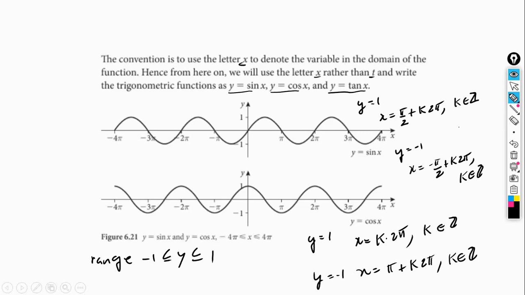A little bit of a closer inspection of the graph of the sine function is also going to reveal that it is odd. That is, it has symmetry with respect to the origin. Notice that sine of minus x is equal to minus sine of x. So sine is odd, whereas the cosine function is even. That is, you can see a reflection across the y-axis. In other words, cosine of x is equal to cosine of minus x.